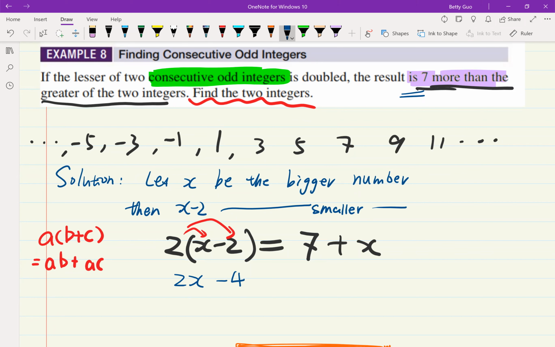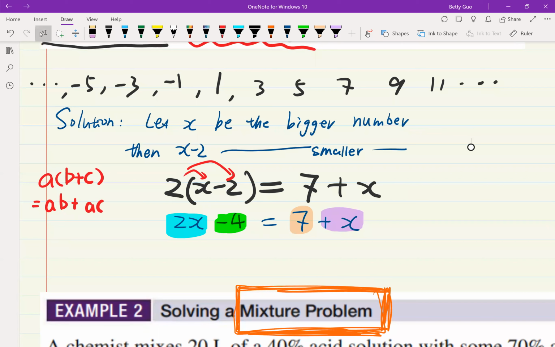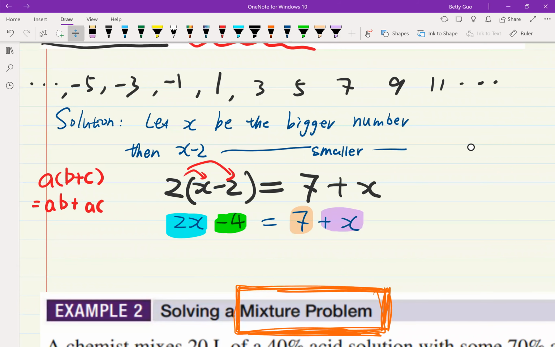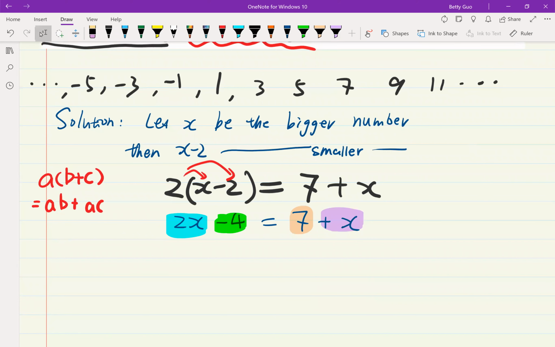Equals, on the right-hand side, we have 7 plus x. I'm going to apply my method, transposition of terms here, okay? Before that, maybe I'm going to color them and you can see better. Those are 4 terms. I want the green, blue and purple together.